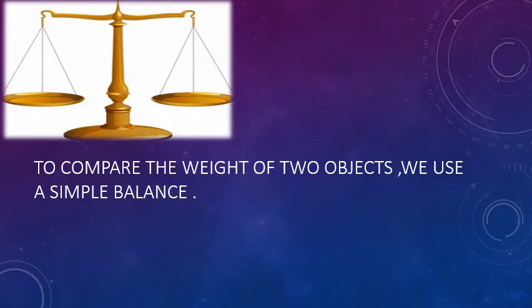Children, the picture shown on the screen is a picture of a balance. As you can see here, it has two pans. When nothing is put on the pans, these remain in the same level. Children, it is similar to a seesaw.